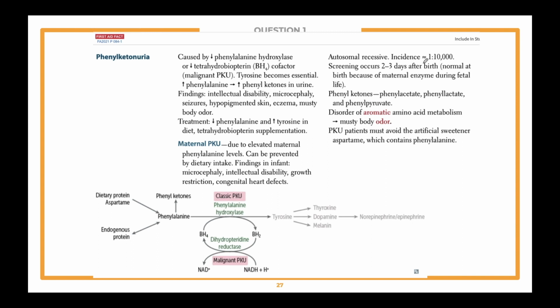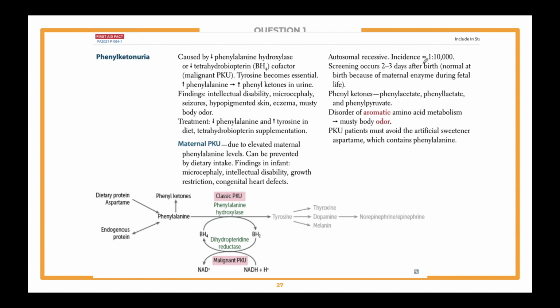Okay, so in that case, tyrosine becomes essential. It becomes an essential amino acid. And you can see there under the findings, you can get eczema, you can get foul smelling or musty body odor, intellectual disability, which could manifest as developmental delay. Okay, so this is all pointing towards PKU.